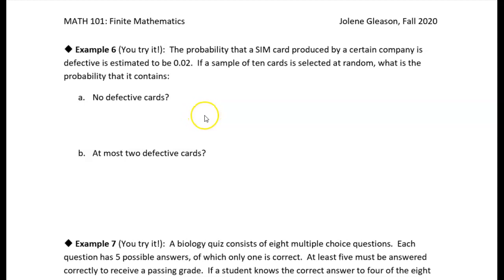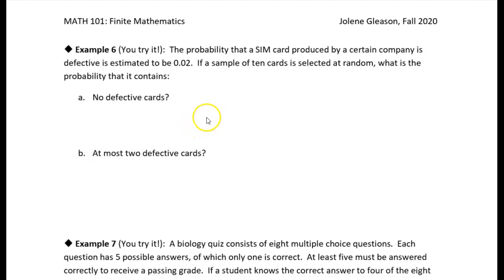All right, in this example, it says that the probability that a SIM card produced by a certain company is defective is 0.02, so 2%. If a sample of 10 cards is selected at random, what is the probability that it contains no defective cards or at most 2 defective cards?